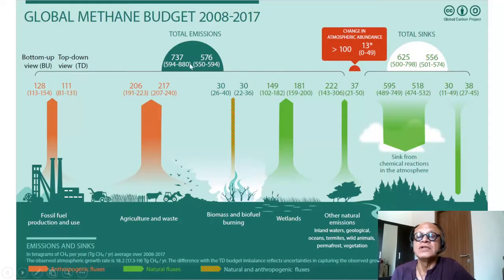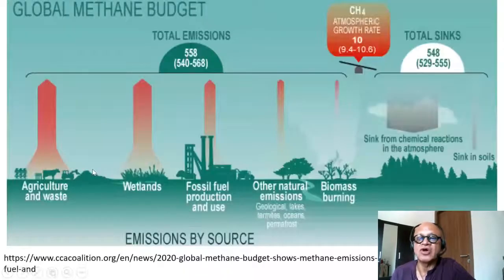So here are the total emissions, and here are the total sinks. Okay, so there are two estimates, bottom up and top down. That's the two numbers you can see here. The change in atmospheric abundance is greater than 100 or 13 with a star here, which depends on how you did it. So obviously it's now part of the global warming concern. This is the same thing done as emission by source, so I won't dwell on it again.